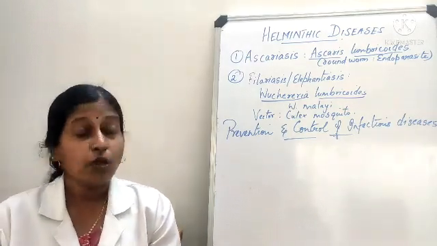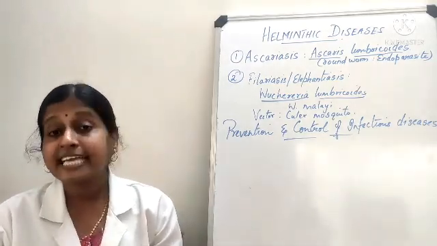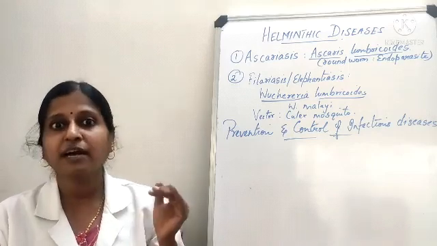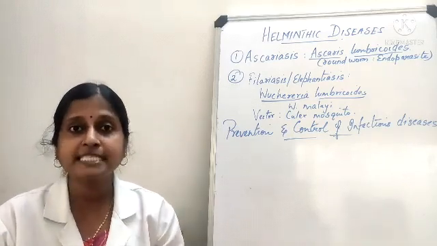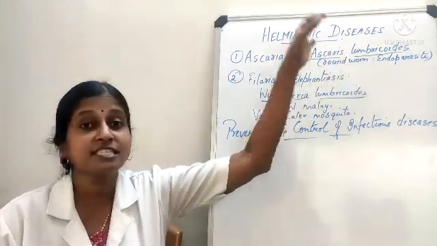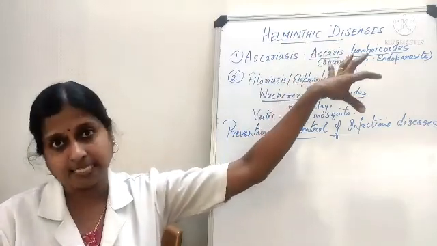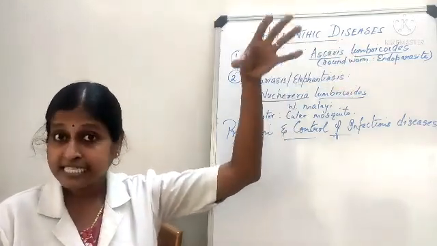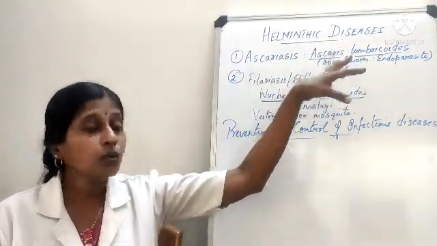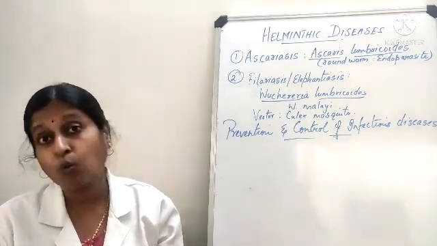Okay. So, helminthic diseases. The first is Ascariasis. Ascariasis is caused by a worm, and the name of the worm is Ascaris lumbricoides. So Ascaris lumbricoides is the worm which causes the disease called Ascariasis. We have already seen it in the lab last year, right? Ascaris lumbricoides is commonly called roundworm.